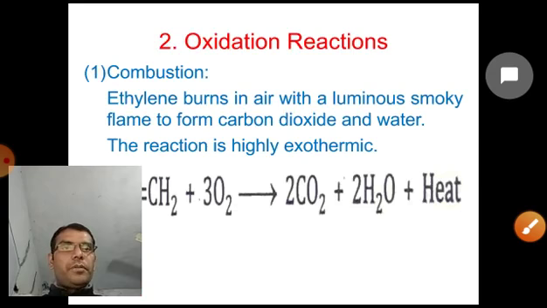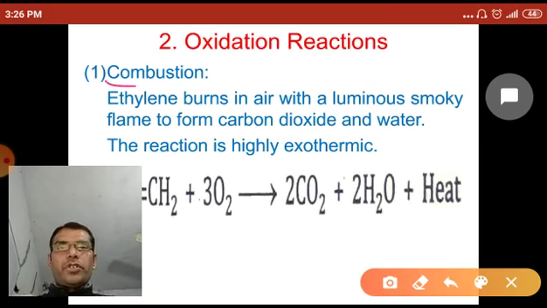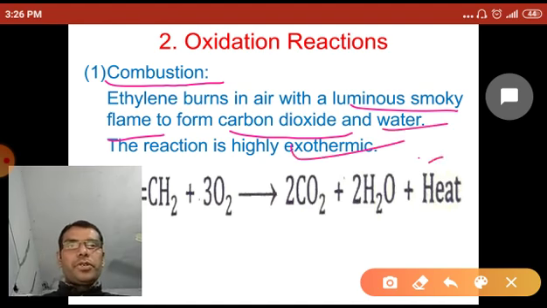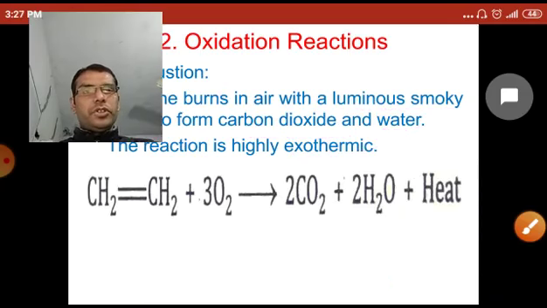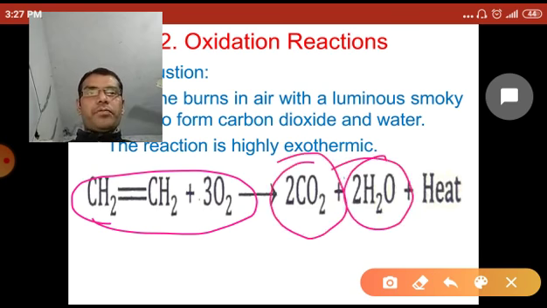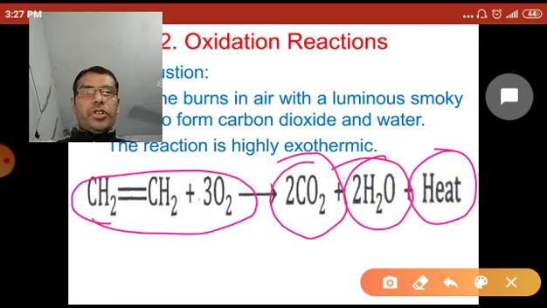Now the second chemical property of ethene is the oxidation reaction, and the first oxidation is combustion. Ethylene burns in air with a luminous smoky flame to form carbon dioxide and water, and this reaction is highly exothermic. It means it produces a lot of heat. So in this reaction, ethylene combines with oxygen during the combustion process to form carbon dioxide and water as byproducts and produces a large amount of heat.